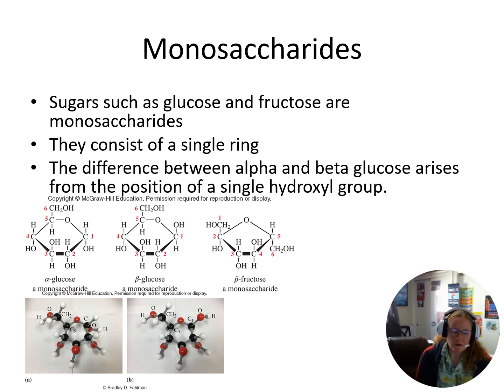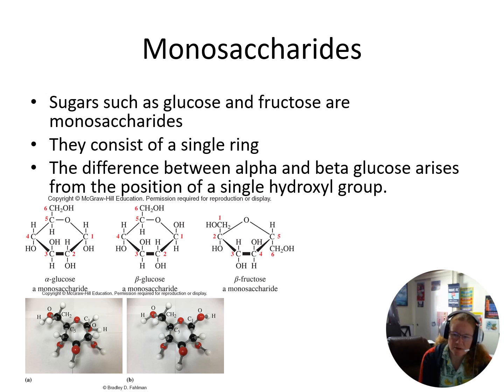Now, we can get different types of carbohydrates. The first one we're going to talk about is monosaccharides. Glucose and fructose are monosaccharides, and these are types of sugar. In a monosaccharide, we have a single ring, and we've got this one hydroxyl group, and this hydroxyl group gives us alpha glucose or beta glucose.